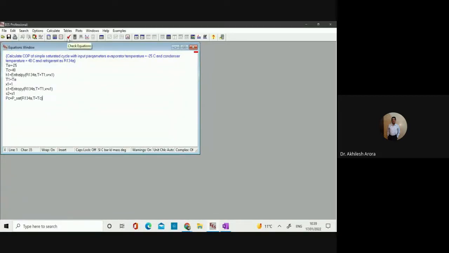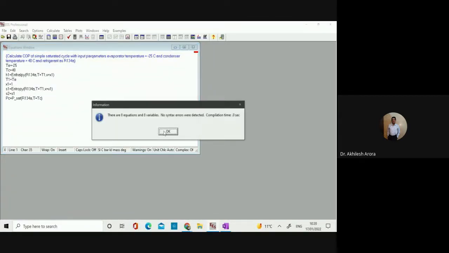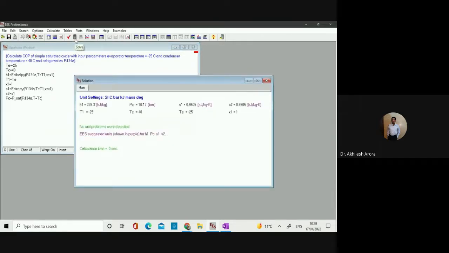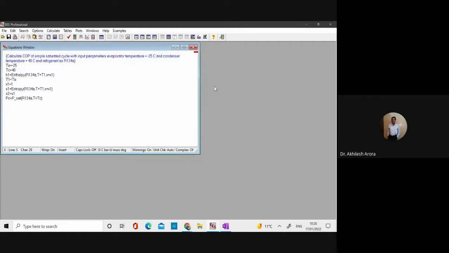So now you just check it. 8 equations, 8 variables. Okay. So let us now solve this. So now you can see 10.17 bar. Okay, so pressure has been calculated. Is it okay? Any questions till now? No, sir. Okay, so pressure has been calculated.